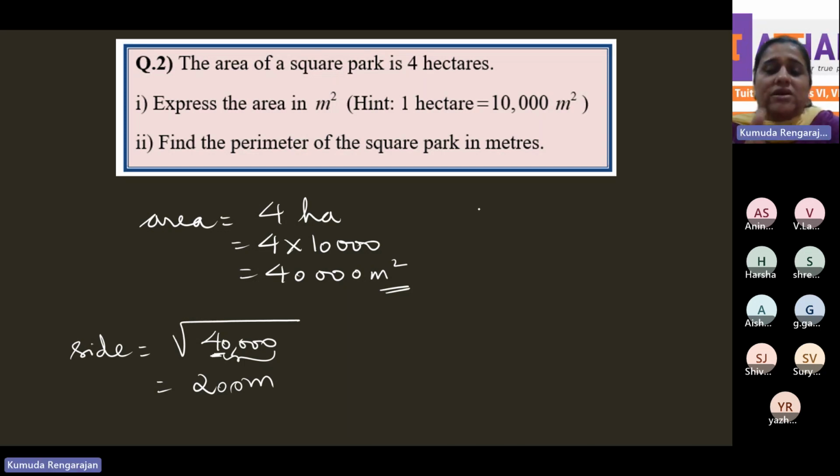You will see all the steps in the next slide. I'm just explaining before I show the slide to you. Side is equal to square root of area. Square root of 4 is 2. And from 4 zeros, 2 zeros come out. So the side of the square park is 200 meters. Now the perimeter is 4 into side. 4 into 200, which is 800 meters.